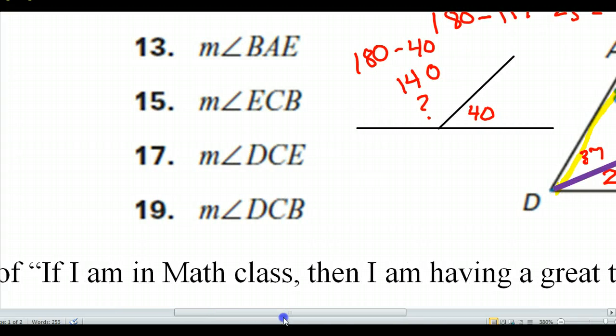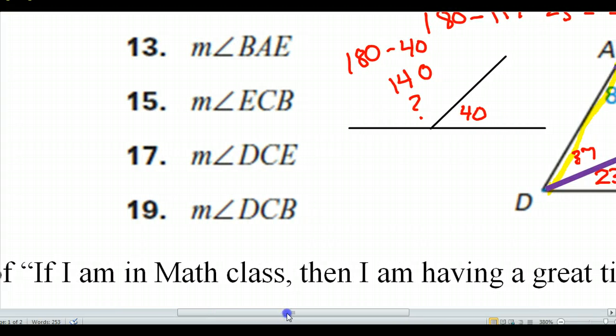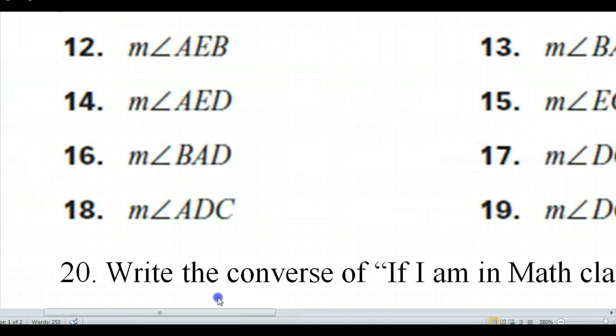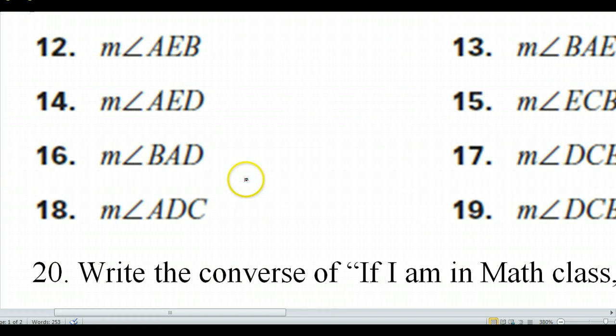So as we look back to the questions that we were actually asked, some of them will be right on this picture, some of them will have to add up a couple numbers. Okay? So, for example, I guess I should go in order. So look at number 12. I want to find angle AEB.